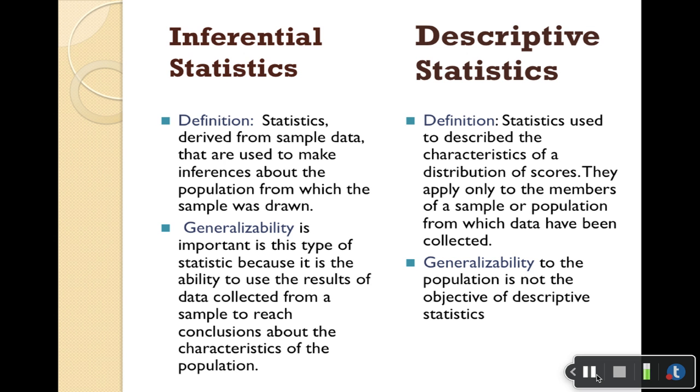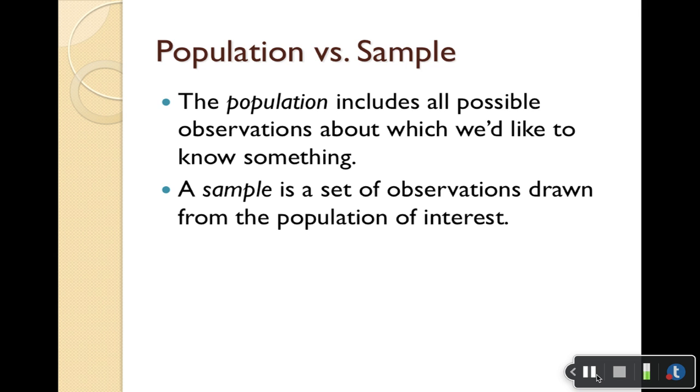I wanted to point out, though, at the bottom, this idea, the word generalizability. So you can see on the right-hand column, generalizability to the population is not really the objective of descriptive statistics. So again, we're just describing the here and now, or perhaps something that's happened in the past. Whereas inferential statistics, we're interested in this idea of generalizability. So we would like to be able to extend or to generalize our results to other samples, populations, across people, time, places, etc.